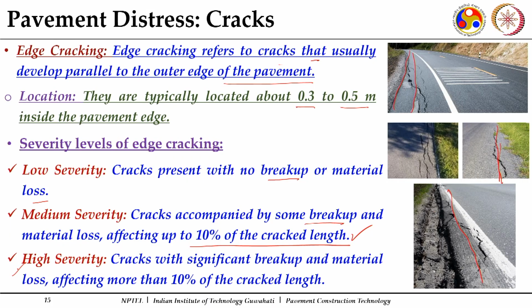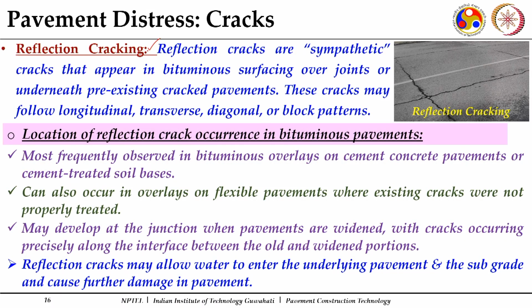And then high severity, where significant breakup of the material is there, affecting more than 10% of the cracked length. So these are the cracks along the pavement edges. You can see the remaining surface appears to be intact, only the cracks are there on the pavement edges. Now the last type of distress related to cracking is reflection cracking.